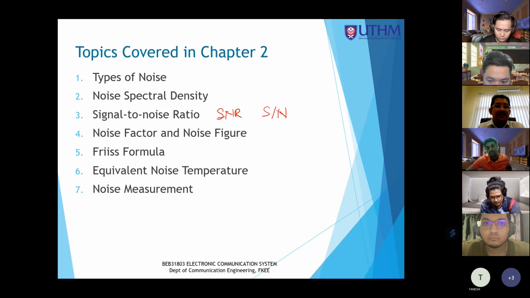So this SNR is one of the most important performance parameters for the analog system, where we hope that the SNR produced by the system would be as high as possible.